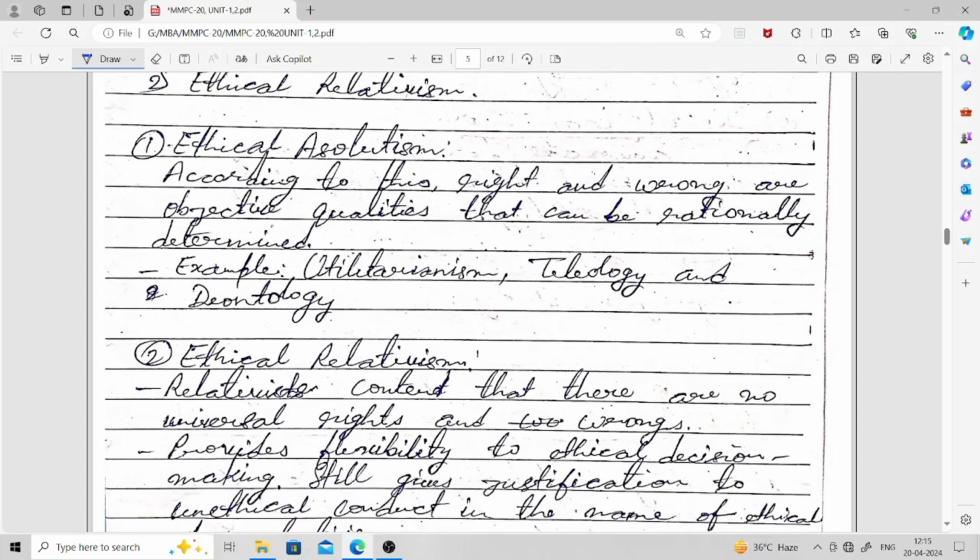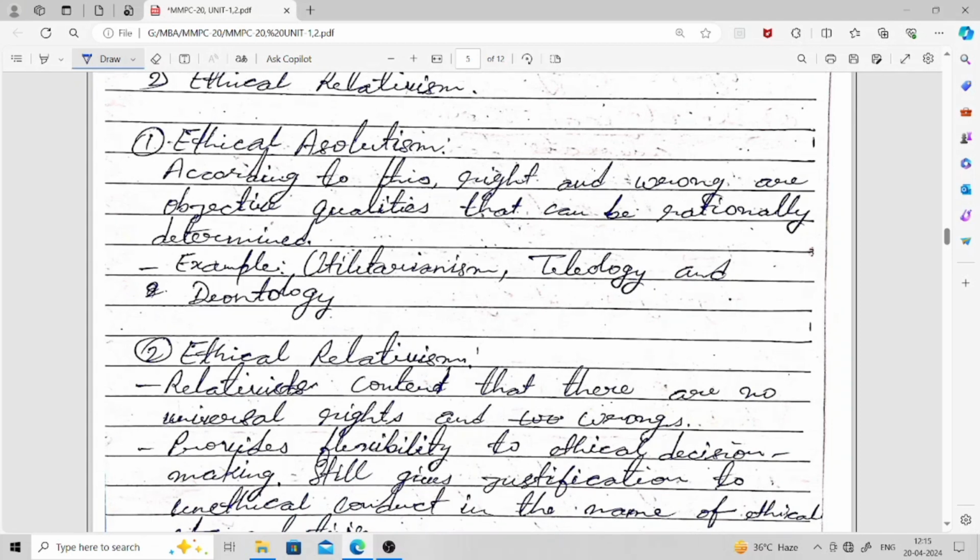So in the case of ethical absolutism, there is the presence of objective qualities that can be rationally determined. By choosing the objective qualities we can decide what is right and what is wrong. And in ethical absolutism we have these theories: utilitarianism, theology, deontology. The second one is ethical relativism.